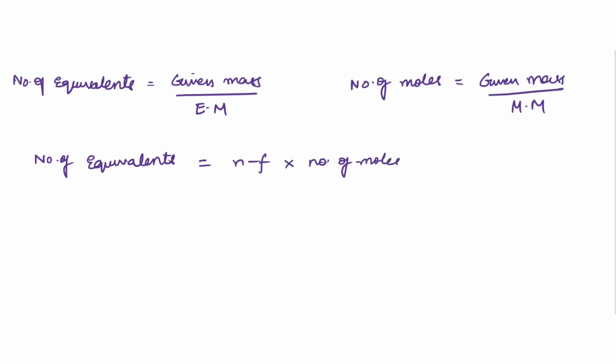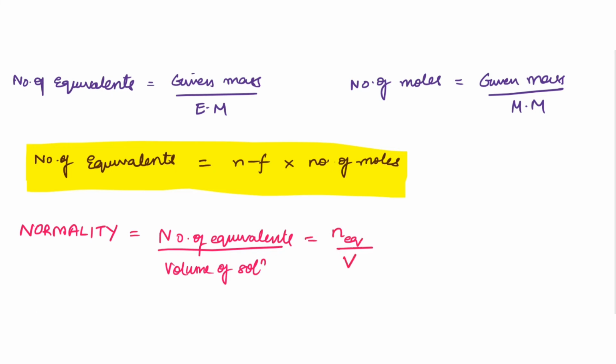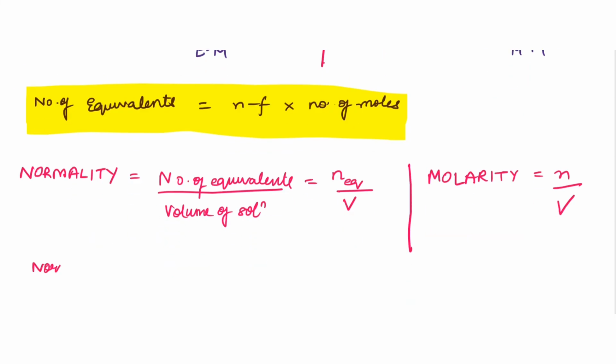Now let's see what is normality. Like molarity, we have a term normality. So we know molarity is number of moles by volume. So what is normality? Number of equivalents by volume of solution. Simple, isn't it? So now what's the relation between normality and molarity? Now you tell me. Simple guess. Normality is equal to n factor times molarity. Simple, isn't it?